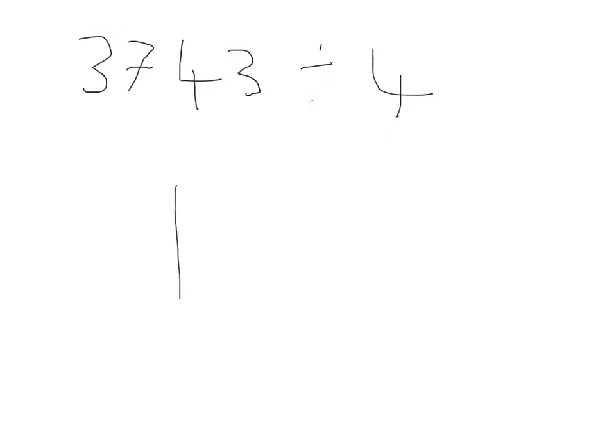First, you need to write down a sum. For example, 3,743 divided by 4. Next, you need to do the bus stop. That looks like this. Then your biggest number, which is 3,743, needs to go under here.